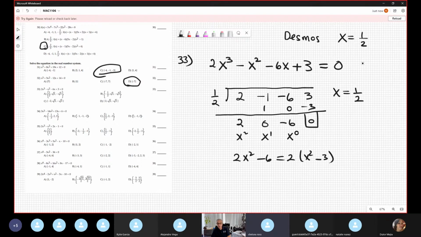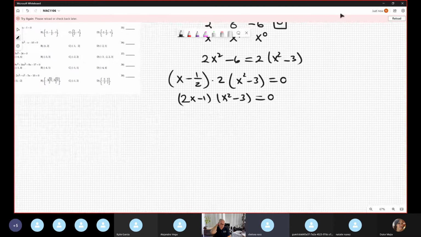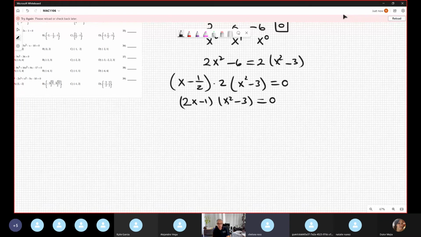Suppose I'm doing the factorization. The factorization is (x minus 1/2) times (2x squared minus 3) equal to 0, because my function is equal to 0. These two go inside, so 2x minus 1 and x squared minus 3. And can we apply difference of squares or not? Because some students say, some teachers explain, you apply difference of squares when the number is a perfect square, and 3 is not a perfect square. Okay, I respect this idea.